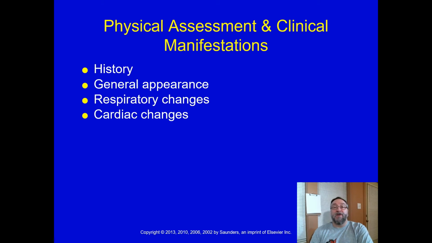Then alpha-1 families, right? You want to know about alpha-1 antitrypsin history. Anybody in your family ever have that? Who in your family has had COPD, right? So you kind of find that out. And of course, you're going to ask about their smoking history. You want to know how much they smoke, if they smoke, and how long they've smoked.